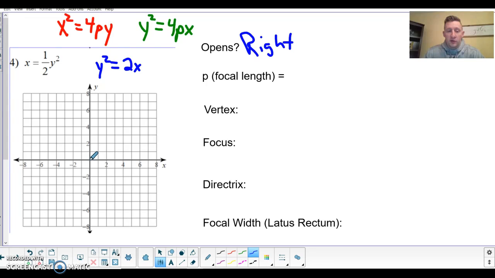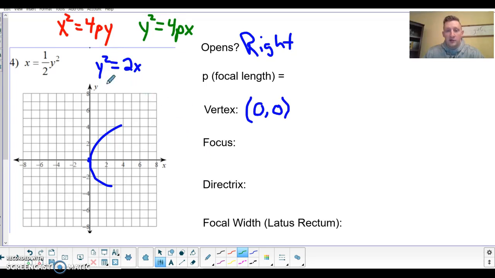So make a little note. Vertex is 0, 0 again because I haven't changed anything. I haven't translated the function at all. We'll get into that soon. But for now, we're assuming the vertex is going to be at 0, 0. And it's going to open to the right. So if you want to do a quick little sketch like, hey, it's going to look like that, it certainly doesn't hurt. Okay. Now, finding p, the focal length, is the next big deal that we've got to figure out.